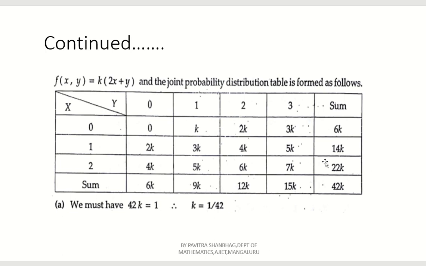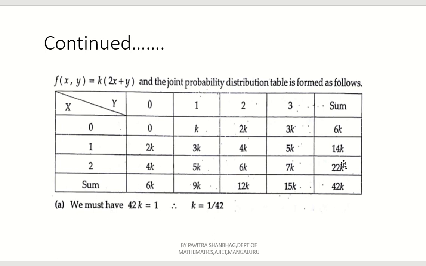Now add each column wise. Row wise we have already done, now go with the column wise. So 0 plus 2k plus 4k is 6k, k plus 3k plus 5k is 9k, 2k plus 4k plus 6k is 12k, 3k plus 5k plus 7k is 15k. Now if you add 6 plus 14 plus 22, what will you get? 42k, right? Similarly, here 6k plus 9k plus 12k plus 15k, again we get 42k.